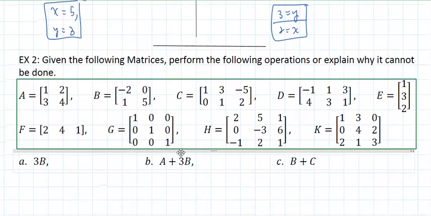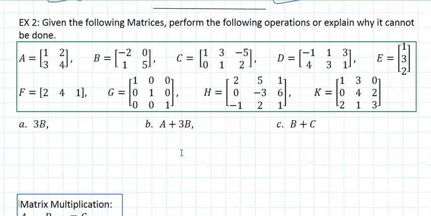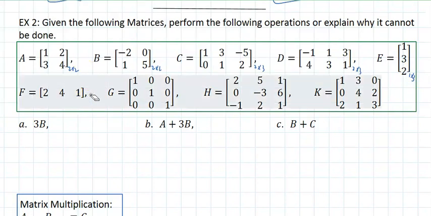Given the following matrices, perform the following operations or explain why it cannot be done. Well, I have, what is that? 3, 4, 5, 6, 8, 9 matrices. This is a 2 by 2. This is a 2 by 2. This is a 2 by 3. This is 2 by 3. This is 1 by 3. This is the 1 by 3. I got carried away there. And this is the 3 by 1. This is 3 by 3, 3 by 3, and 3 by 3.